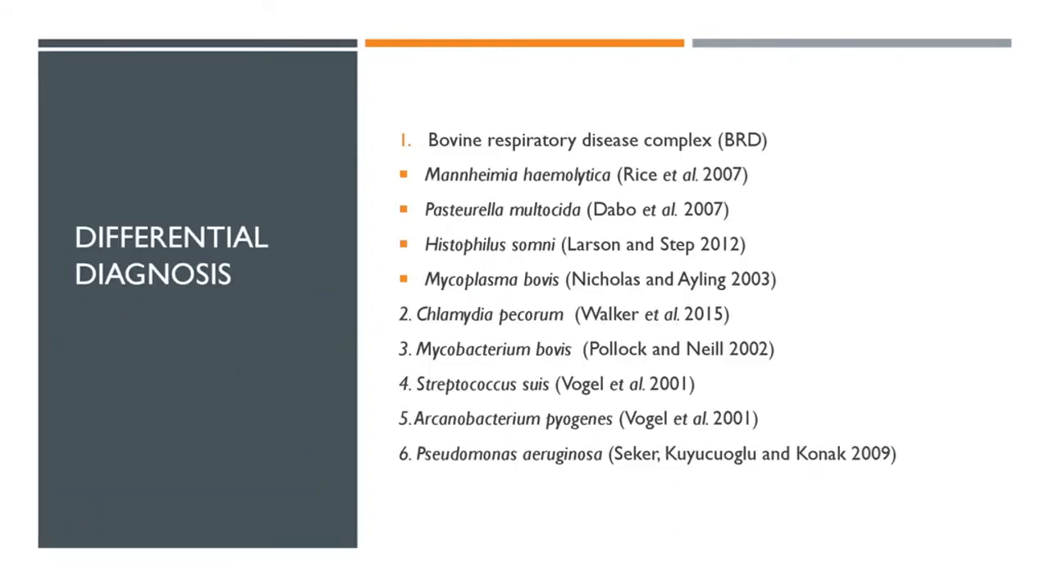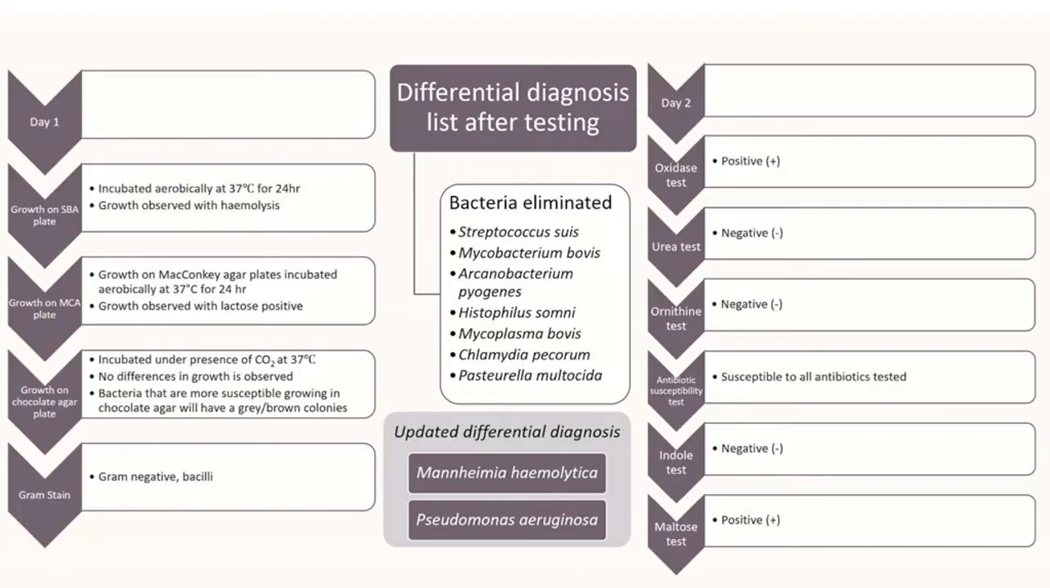As for the differential diagnosis of this case, we have included Mannheimia haemolytica, Pasteurella multocida, Histophilus somni, Mycoplasma bovis, Chlamydia pecorum, Mycobacterium bovis, Streptococcus suis, Arcanobacterium pyogenes, and Pseudomonas aeruginosa. Day 1, when we obtained the sample, we did a bacterial culture on sheep blood agar plate, MacConkey agar plate, and chocolate agar plate. We also did a gram stain on the bacteria as well.